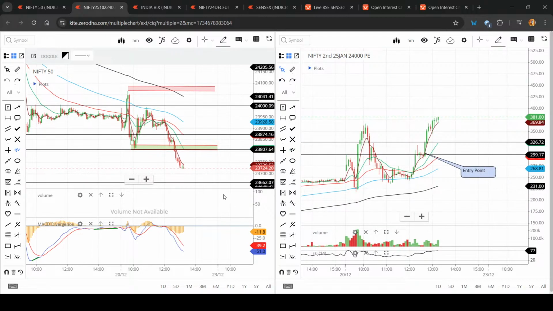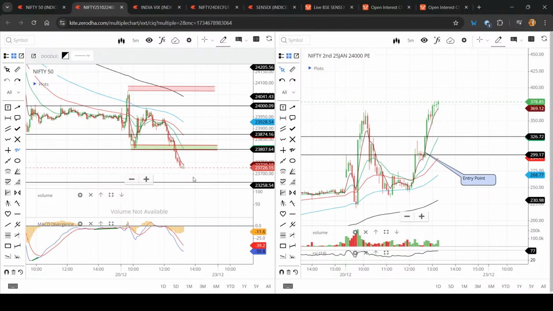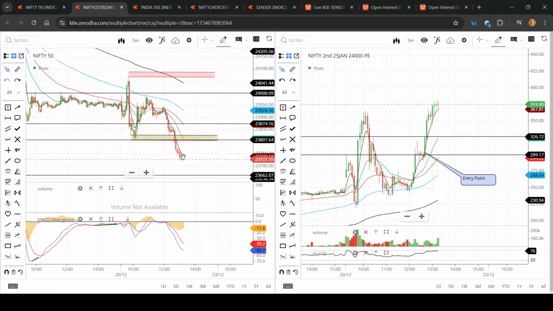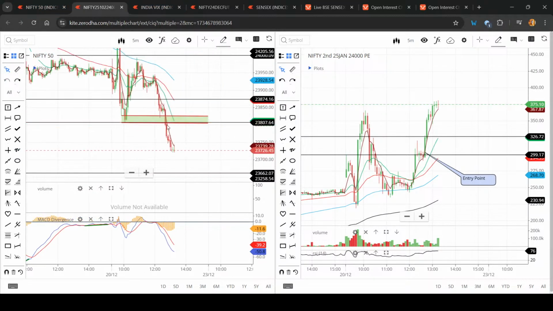Right. We anticipated that we would take a pause at 23,750, but we took a pause at 23,720. Does not matter. From the past 15 minutes, we are at this point only. Let's see. I constantly forget to deselect the doodle.